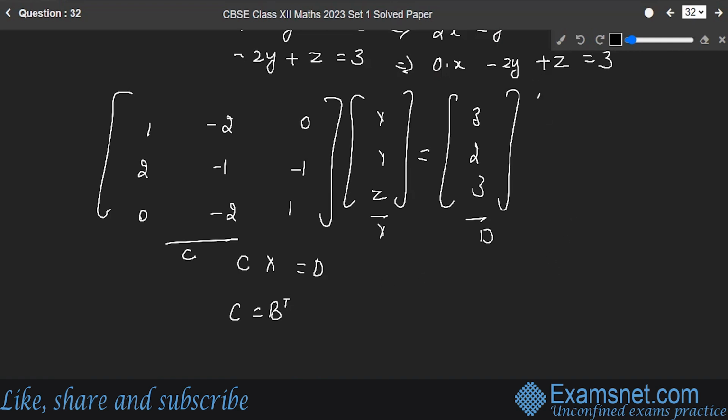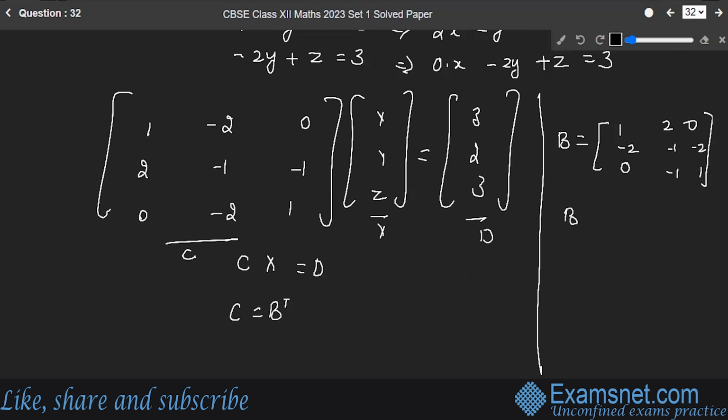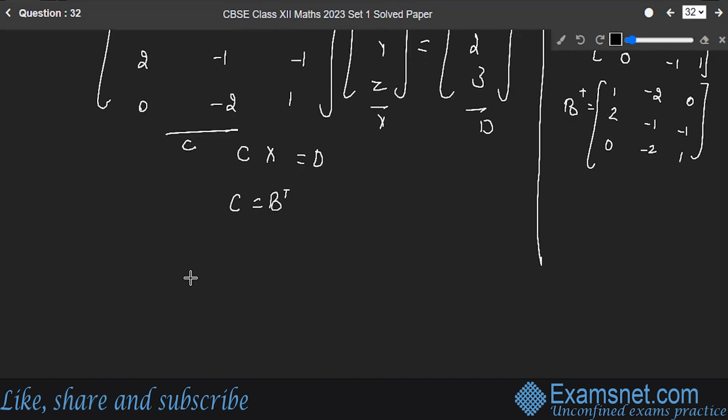How? See, B matrix was equal to 1, 2, 0, minus 2, minus 1, minus 2, 0, minus 1, and 1. And what is B transpose? This is 1, 2, 0, minus 2, minus 1, minus 2, 0, minus 1, 1, which is this matrix only. Right. So C is equal to B transpose. I'll come back to this one.